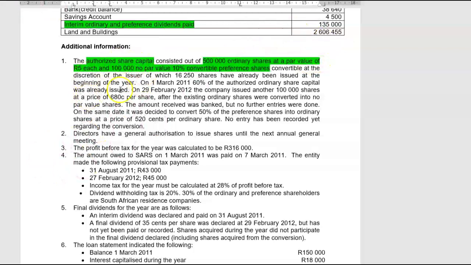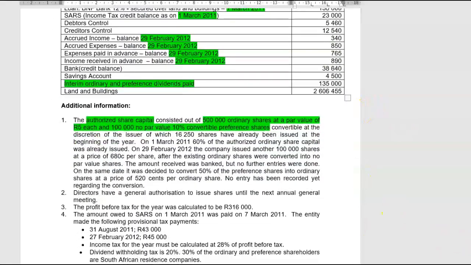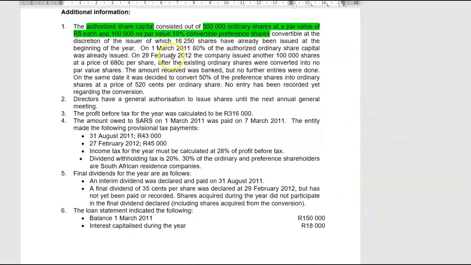So the preference shares are no par value shares, so there cannot be any share premium associated with preference shares. However, the ordinary share capital has a par value of 5 Rand each. So guys, very clearly that 30,000 there belongs to the ordinary share capital because that is the only class of share that I have that has a par value attached to it.